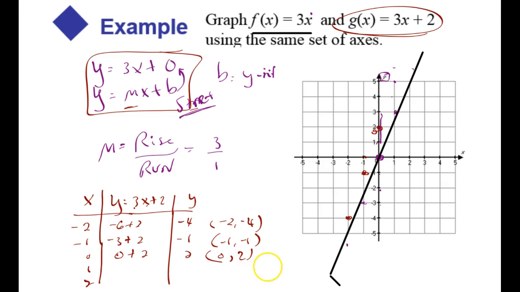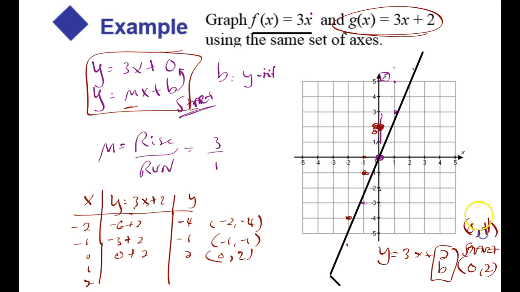I hope I graphed that correctly. Let's find out. So y equals 3x plus 2. This is my y-intercept, so this is a start value. And it looks like at least I got that part right. So there's my start value at 0, 2. So that's called the y-intercept. And the y-intercept is always going to be 0, comma, some number for the y-intercept.